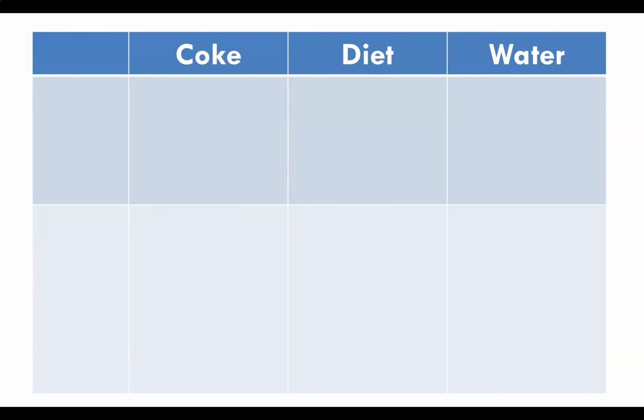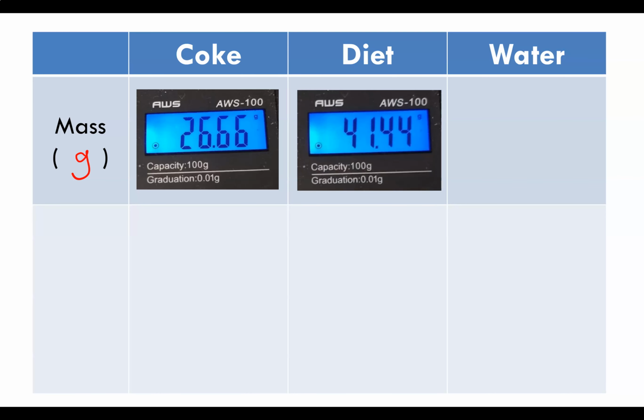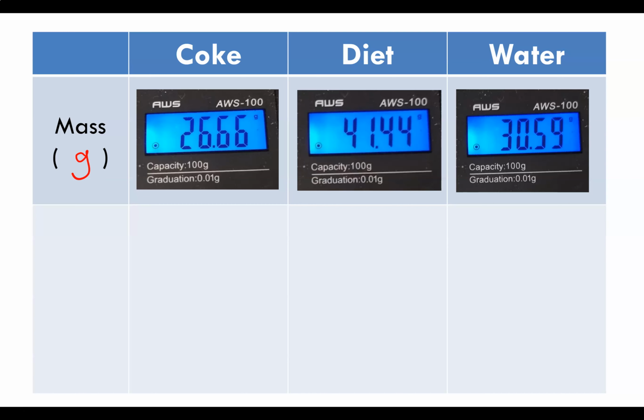All right, so I went through, and I'd like you to start to fill out your data table. I took some pictures. So in my data table, we know that we need mass and volume. Start with mass. What unit do we use to measure mass? I talked about it earlier. We're going to measure in terms of grams. So my sample of Coke had a mass of 26.66 grams, Diet Coke 41.44, and water was 30.59. Record those into your data table.